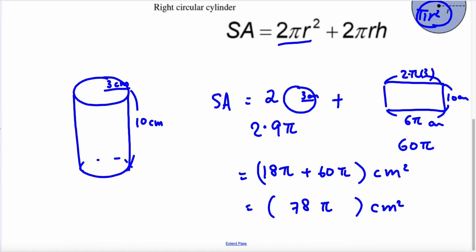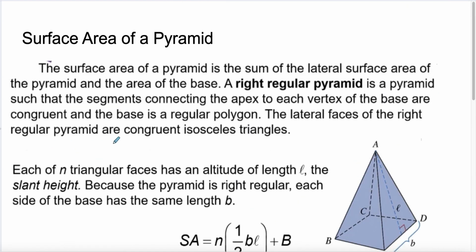Okay. Now let's think about the pyramid. What is a pyramid? A pyramid has a base, and there's one point outside of the base, and all of the lateral faces meet at that point. We call this the apex. This point is called the apex.